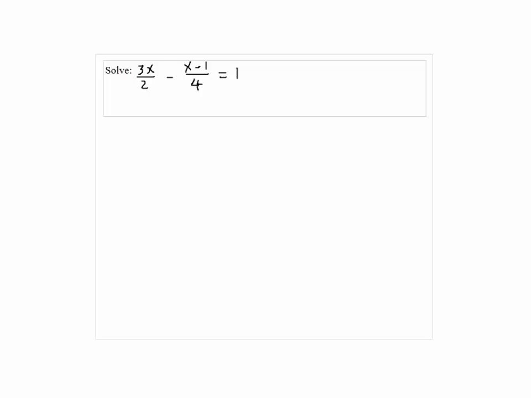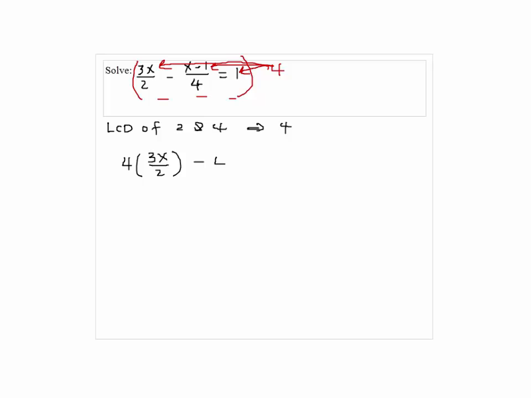3x over 2 minus x minus 1 over 4 equals 1. First, find the LCD of 2 and 4, which is 4. So we're going to multiply every term in the equation by 4. So by multiplying 4 to each term, we have 6x minus x minus 1 equals 4.